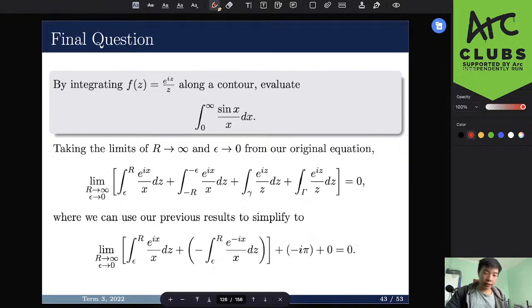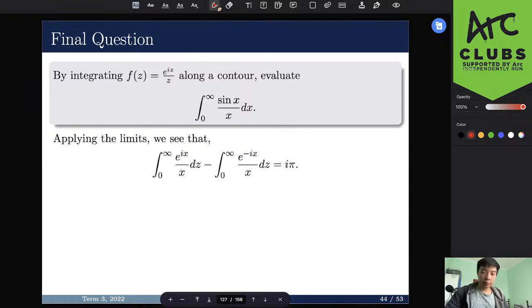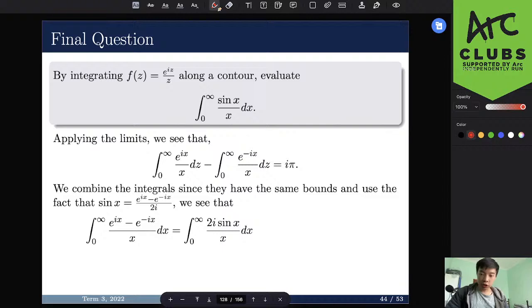Then we are left with these two integrals. So we get that these two integrals are equal to i times pi right here. And what we can do is, oops, these should be x since we've turned them into x's, but we can essentially just combine them. And what we see is that this top right here is very familiar since it's actually a different form of sine. So we know that sin x is equal to e to the ix minus e to the minus ix all over 2i.